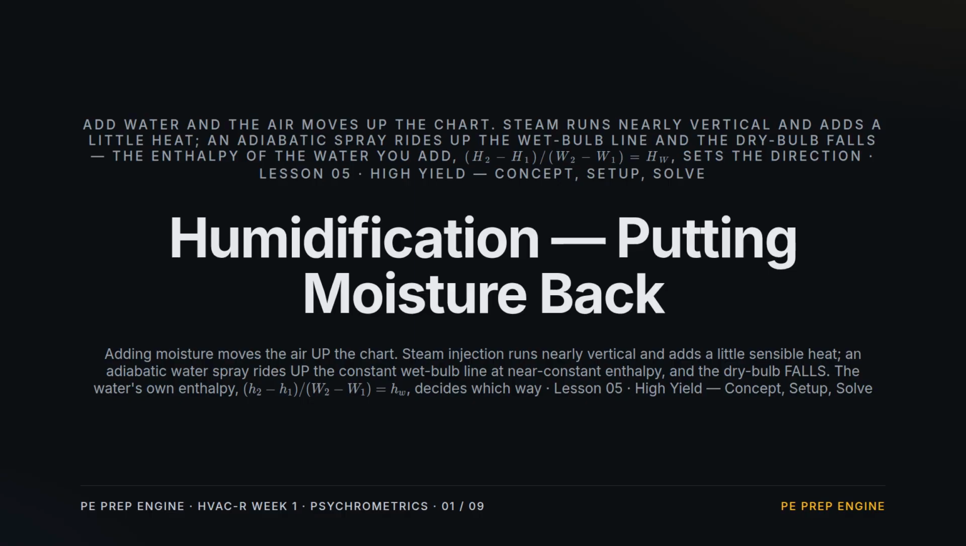Week 1, Lesson 5, Humidification. Last lesson, the wet coil pulled water out, now we put it back. Adding moisture moves the air up the chart, but how it moves depends on what you inject. Steam runs nearly straight up and adds a touch of heat. An adiabatic spray rides up the wet bulb line at almost constant enthalpy, and the dry bulb actually drops. We'll set the two paths, work a steam humidifier, and check the mass and energy balance.